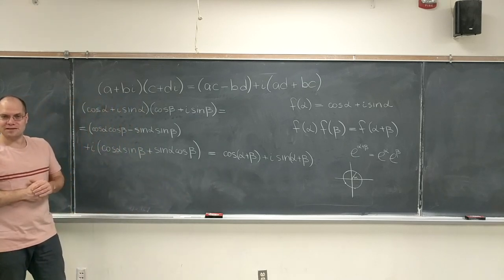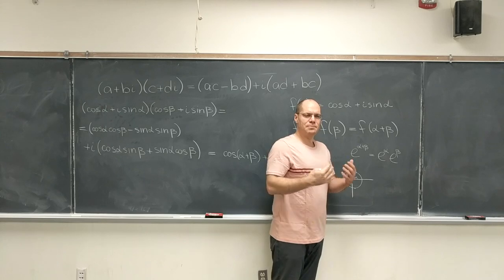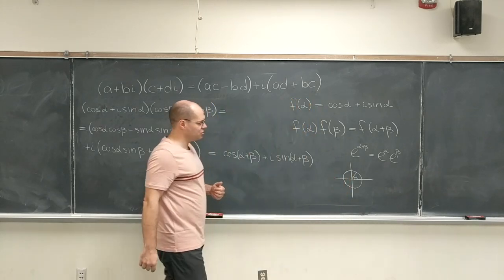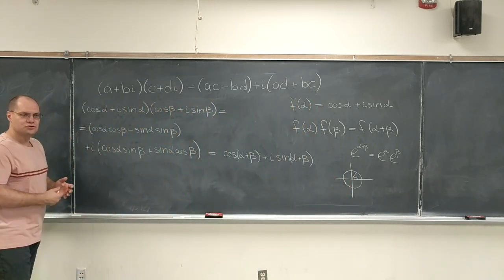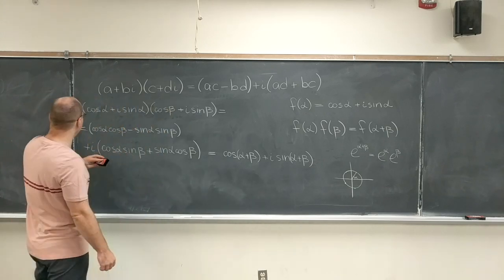So any other complex number whose real and imaginary parts do not add up to 1 in squares, you just need to scale it so that they do. Okay, let's see what happens.